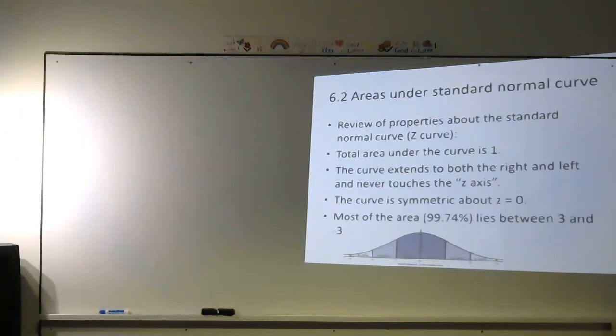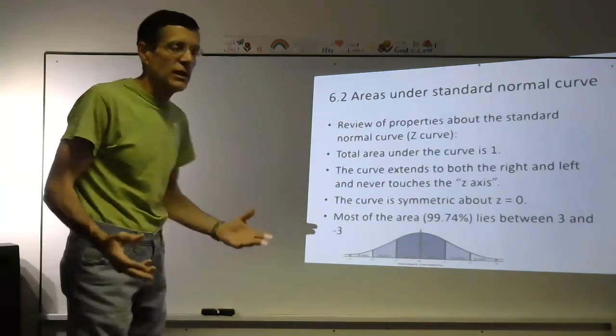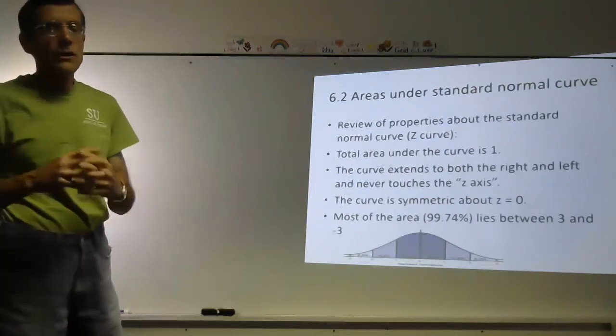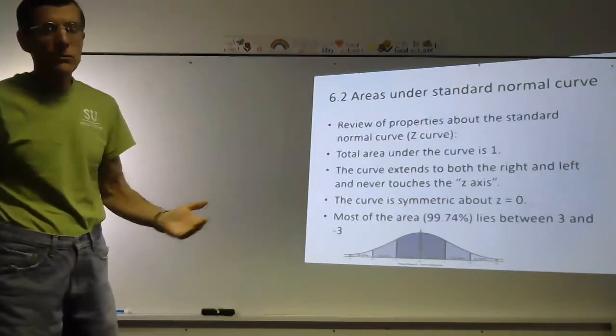All right, here we go. Section 2 in chapter 6. We're going to really get into this now. We talked about z-values. Z-values are the number of standard deviations away from the mean.